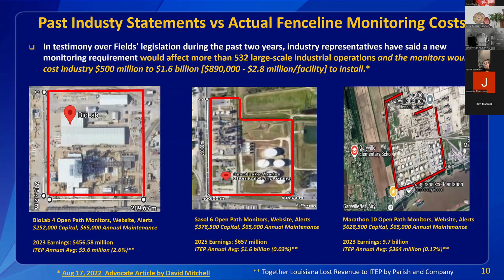So let's talk a little bit about the past industry statements that have virtually killed the legislation. This quote here is from a 2022 Advocate article by David Mitchell, in which he reports that industry representatives have previously testified that a new monitoring requirement would affect more than 532 large-scale operations, which part was true, but then goes on to say the monitoring costs would cost industry up to $1.6 billion, which translates to almost $1 million to $2.8 million per facility to install.